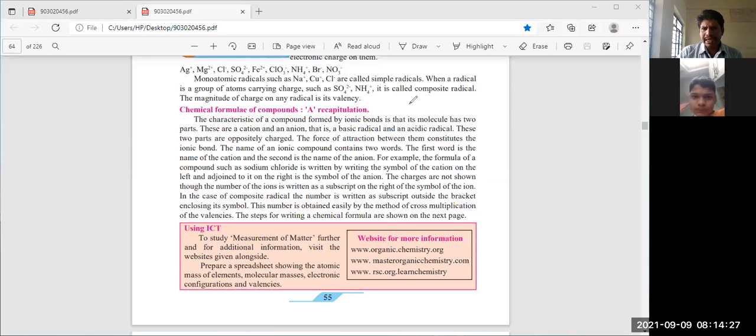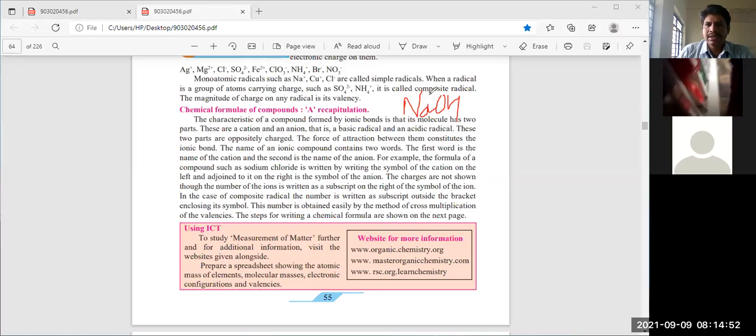And between that Na+ and Cl-, positive and negative charge, there is an attraction. That bond is called the ionic bond. And then we have to write their name as an ionic compound in two words. The first word is the name of the cation and the second is the name of the anion. When we speak sodium hydroxide, see, I am writing sodium hydroxide. This is the first word, sodium, and the second one is the name of the anion.